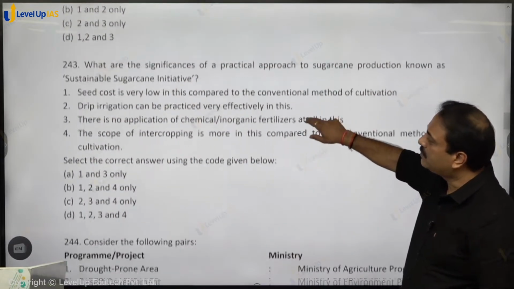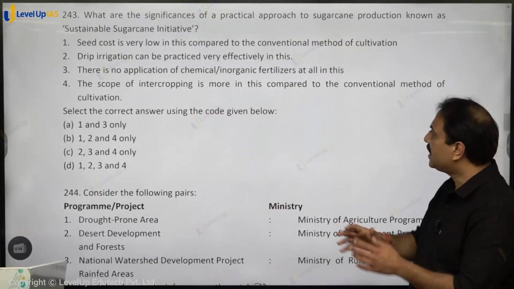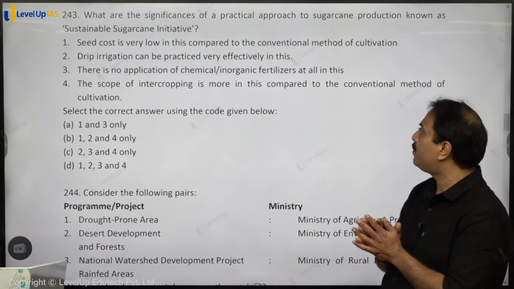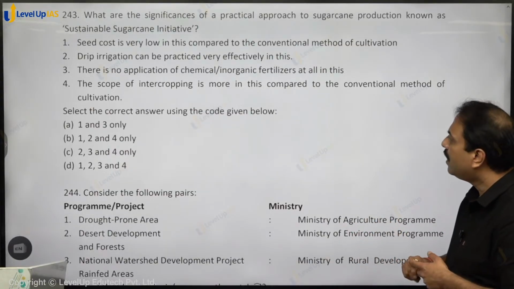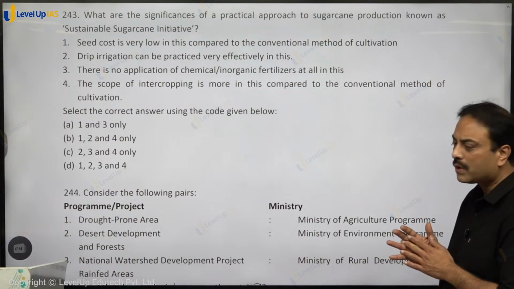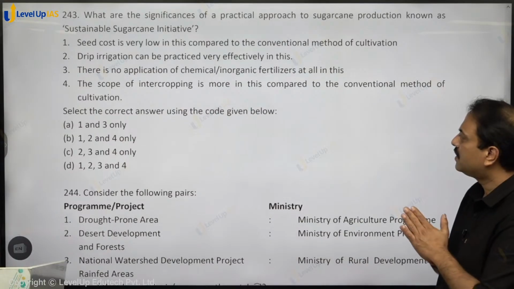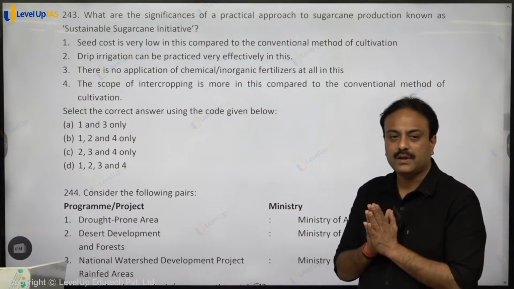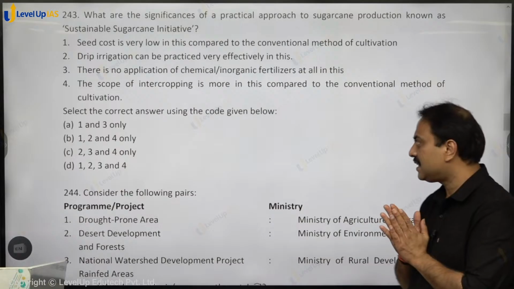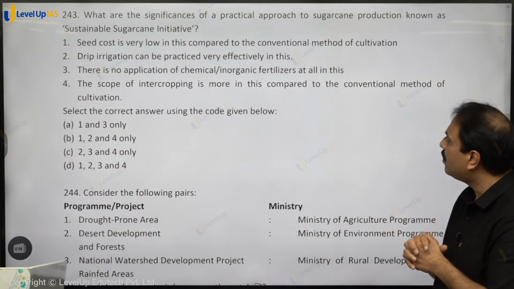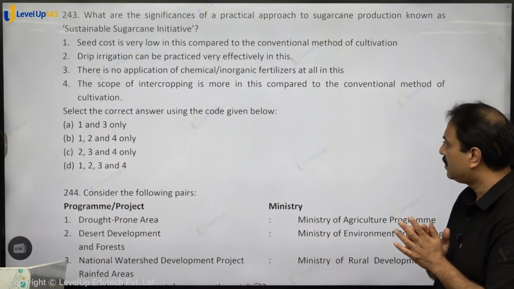D for dog. What are the significances of a practical approach to sugarcane production known as Sustainable Sugarcane Initiative? The first statement says that seed cost is very low in this compared to the conventional method of cultivation.